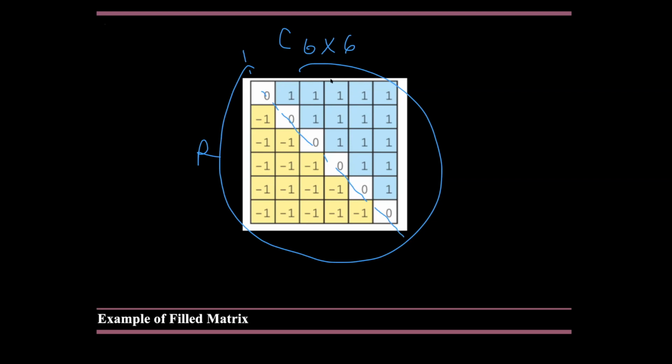Anything that is above it would have a value of 1. Anything below this diagonal line would have a value of -1, right? So let's see how this is accomplished by writing nested for loops through this table.